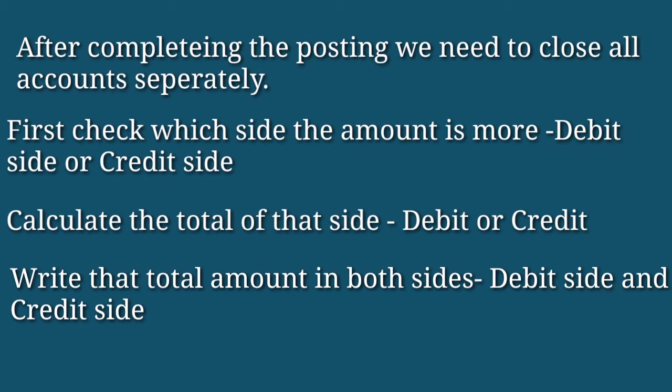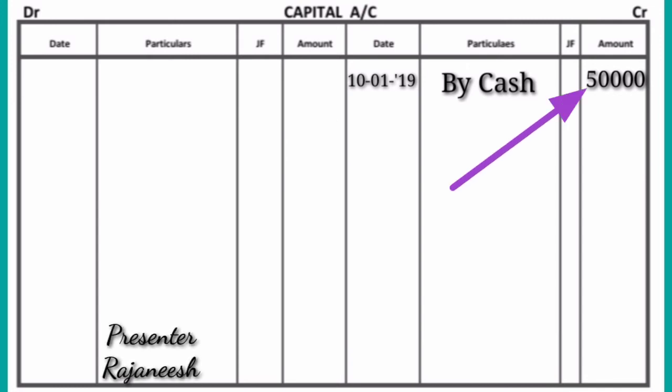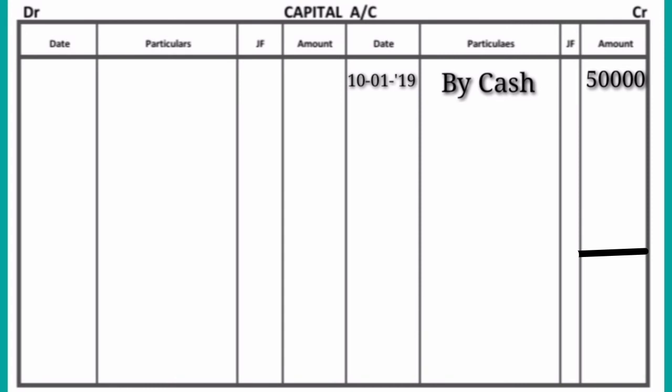Okay, so first we can close capital account. First we can check which side the amount is more, debit side or credit side. Here in credit side the amount is 50,000. In debit side there is no amount, so this 50,000 we can write here in this credit side. Also the same amount 50,000 we can write in debit side also, and give a double underline.